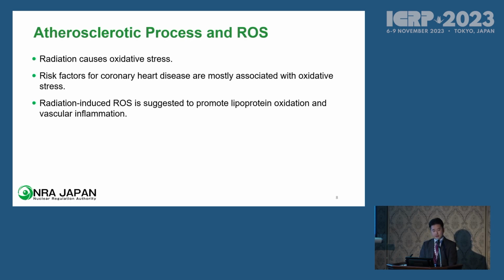It is well known that radiation causes oxidative stress. Risk factors for coronary heart disease are mostly associated with oxidative stress. And radiation-induced reactive oxygen species, or ROS, is suggested to promote lipoprotein oxidation and vascular inflammation. So circumstantial evidence suggests that radiation is likely to act jointly with other risk factors to promote atherosclerosis. Then what if a radiation-induced subclinical damage is added on that resulting from other risk factors? This was the start of our question.